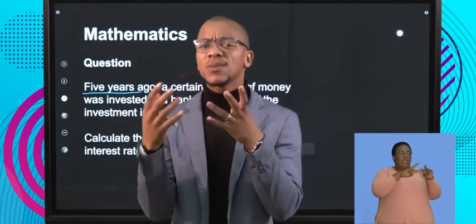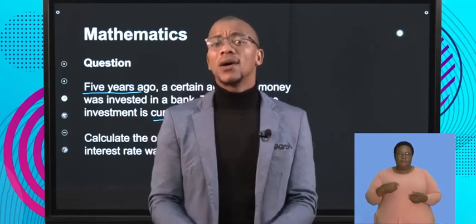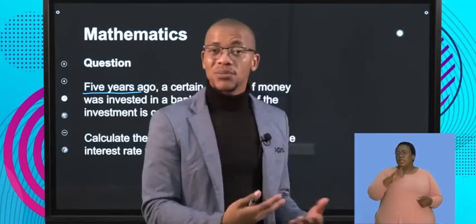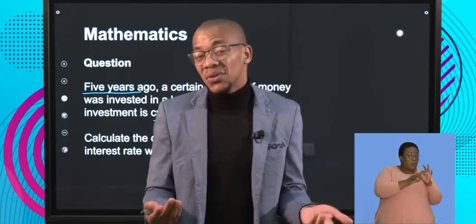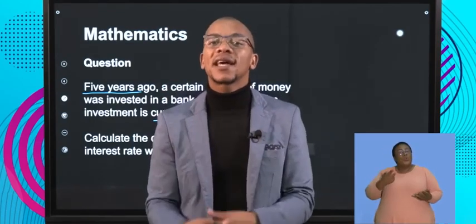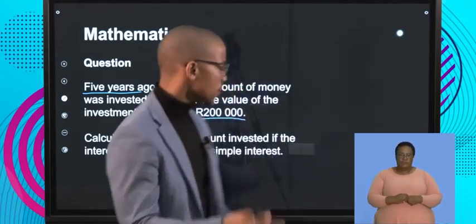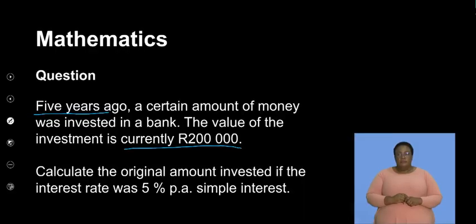And then we need to look at, in that scenario that I just read now, are they telling us whether this is simple interest or compound interest? No, we do not know. So we need to also investigate further and see what exactly it is that we need to be doing. So let's just have a look at this. So they say, calculate the original amount if the interest rate was 5% per annum, simple interest.